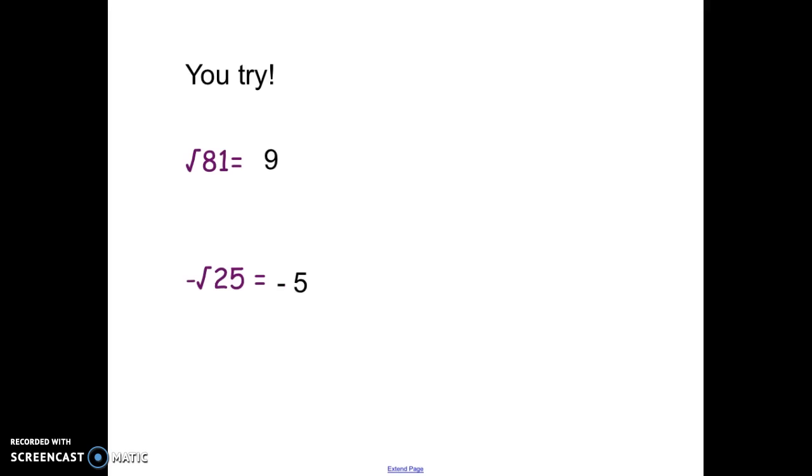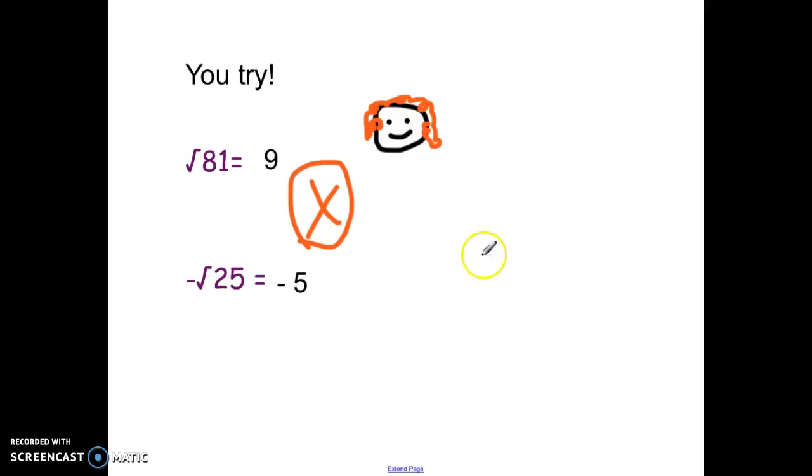Did you get 9 and negative 5? If you did, draw a smiley face with some curly hair. If you did not, give yourself an X. Once you figure out where you made your mistake and you're able to correct it, put a circle around your X.